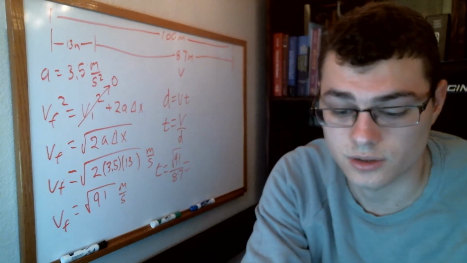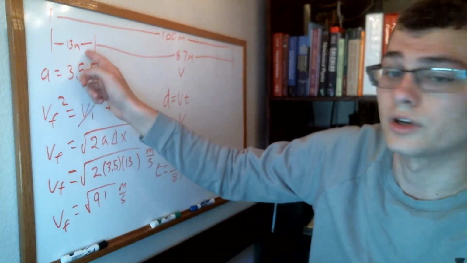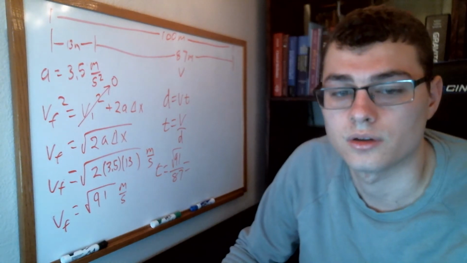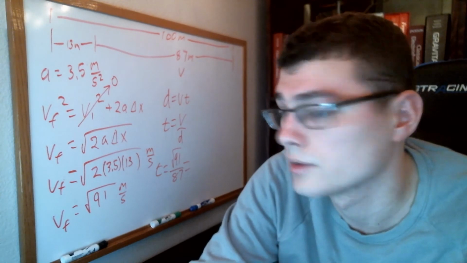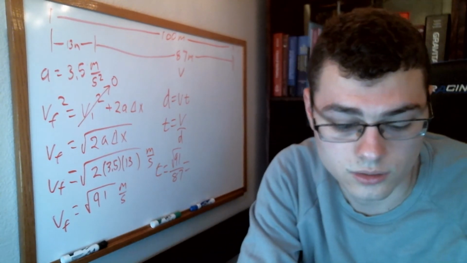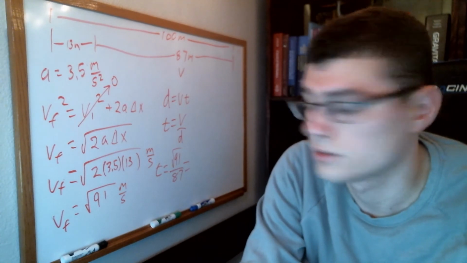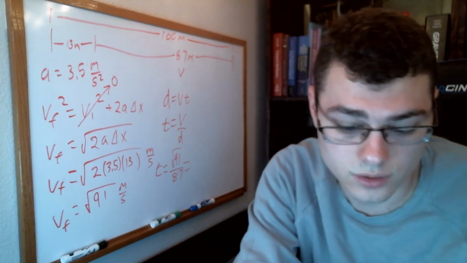Okay, let's see. Oh, and then we have to add the time that it took for him to accelerate here. So this is going to be just the time interval for this part of the problem. So then we can take the square root of 91 divided by 87.